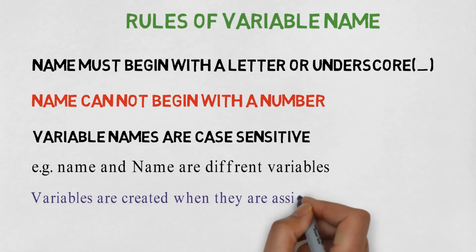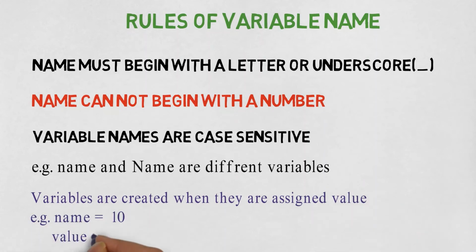Variables are created when they are assigned a value. For example, name is equal to 10, or a second variable, value is equal to "hello world". As I've told earlier, this single line of code is doing everything for you. Let us consider the second example, value is equal to "hello world". What is happening here is that a variable with the name value is being created, and in that variable our data, which is hello world, is being stored. And as you can observe, as our data is in double quotes, the type of data is string.